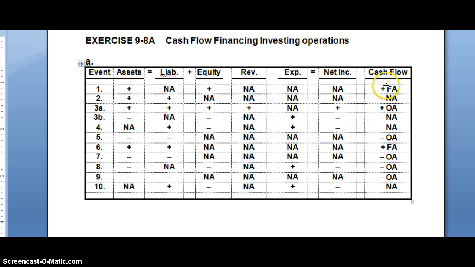And this is what's going to go on the statement of cash flow. Cash is going to go up from financing, cash is going to go up from operations, cash is going to go down from operations. Cash will go up from financing, down in operations, down in operations, down in operations. And that's what your statement of cash flow should look like.